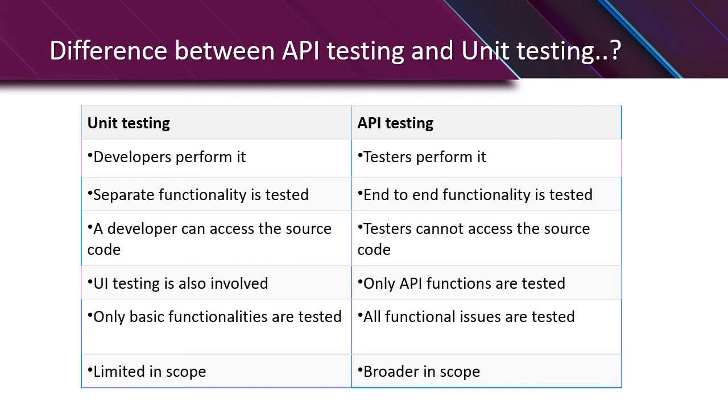A developer can access the source code in unit testing, whereas the tester cannot access the source code. In unit testing, UI testing is also involved, whereas in API testing, only API functions are tested. The scope of unit testing is limited, whereas in API testing, the scope is taken in a broader spectrum.